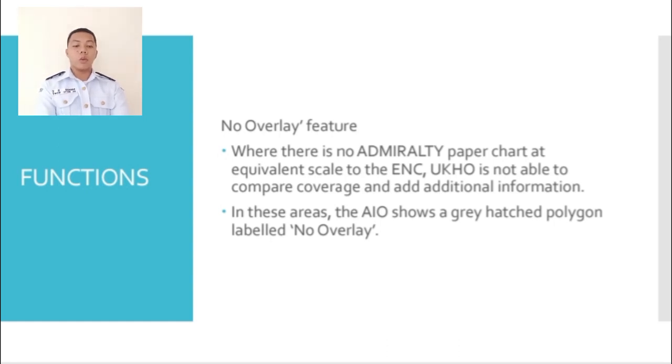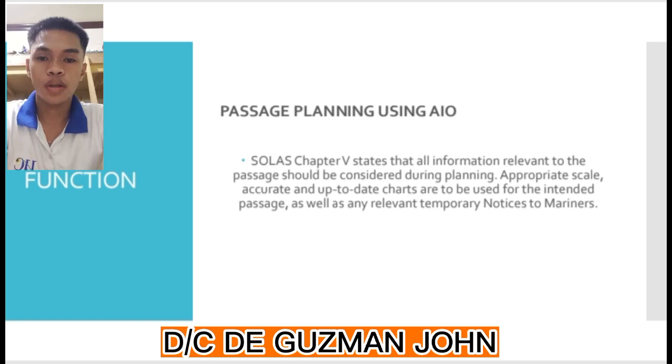Overlay featured where there is no Admiralty paper chart at equivalent scale to the ENC and UKHO is not able to compare coverage and add additional information in this area. The AIO shows a gray hatch polygon labeled no overlay.